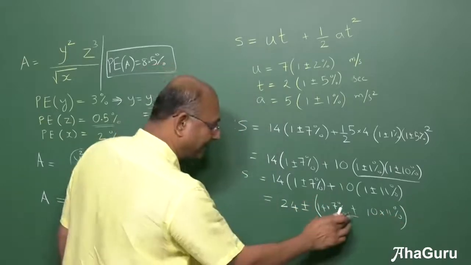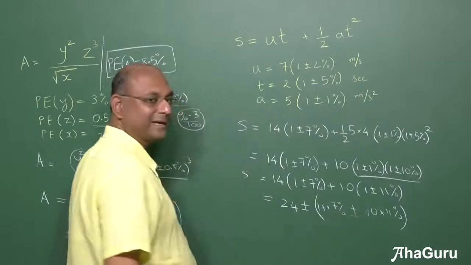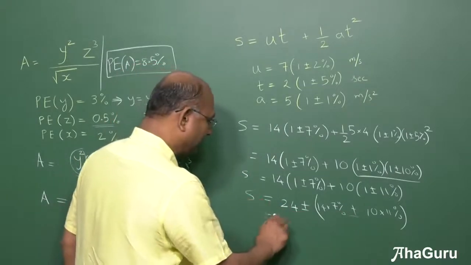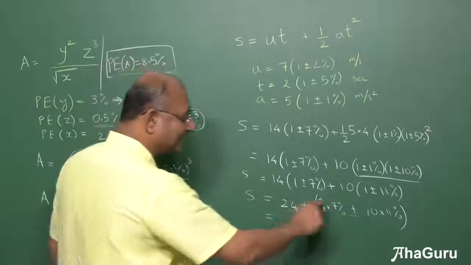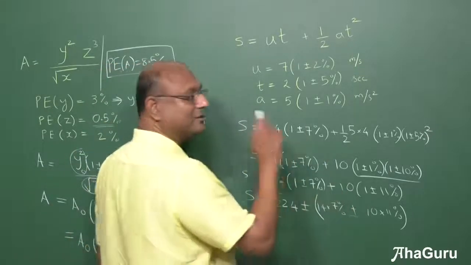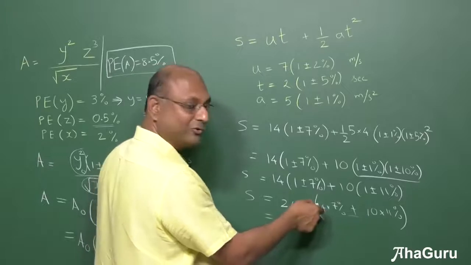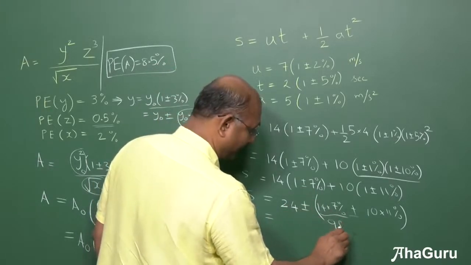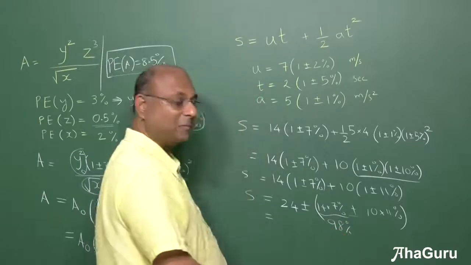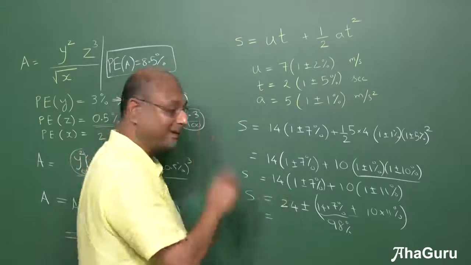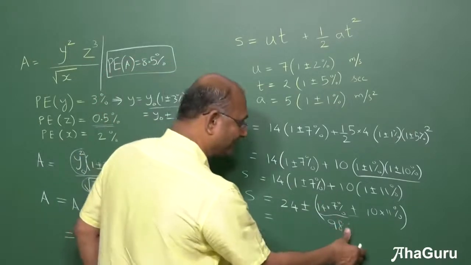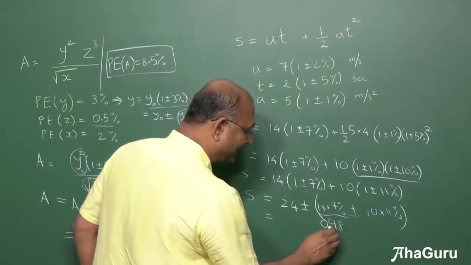Now when I am doing the errors, I am going to just do a plus here. I will remove the plus minus and put it there. So S is 24 plus or minus this weird quantity. So 14 into 7, 7 into 7, 49 into 2, 98. So this is 98%, very large. But it's not very large as percentage, remember. It is not a percentage, this is 98 by 100. So you should write this as 0.98.